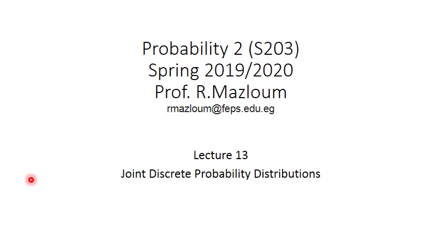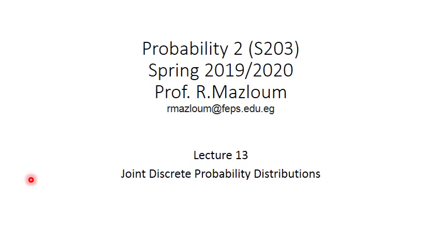Okay. Lecture 11 was about continuous distributions, specifically beta distribution and Cauchy distributions. And then in lecture 12, we started the topic of joint probability distributions. And I explained to you in that lecture what we mean by joint probability distributions.